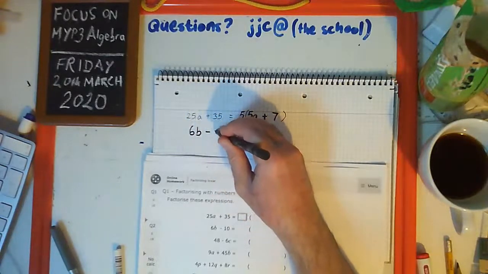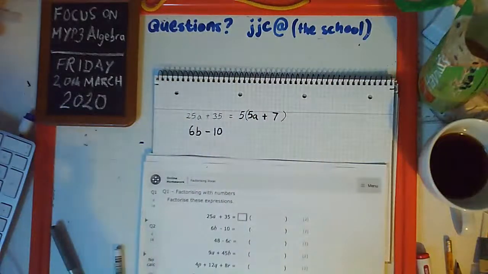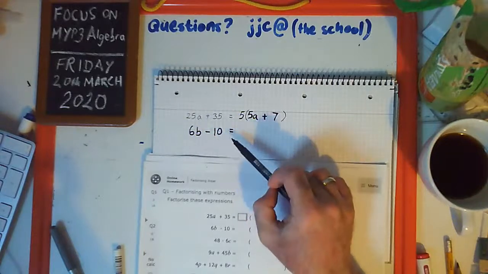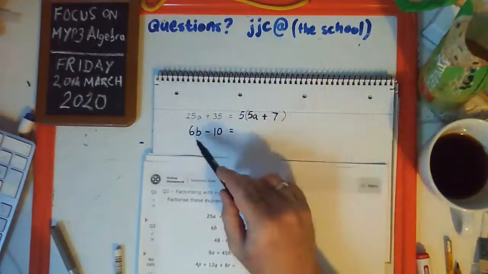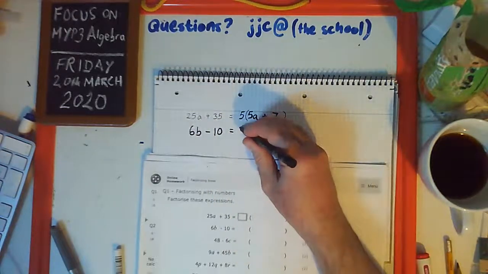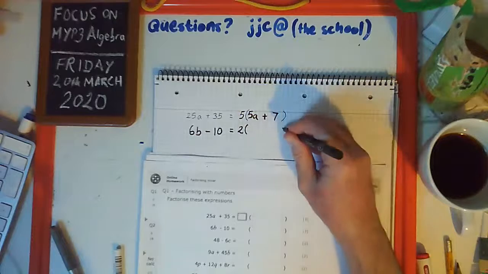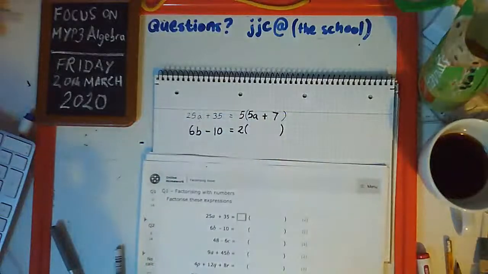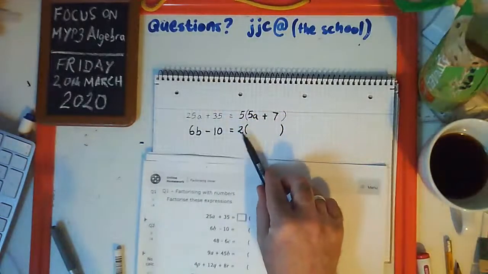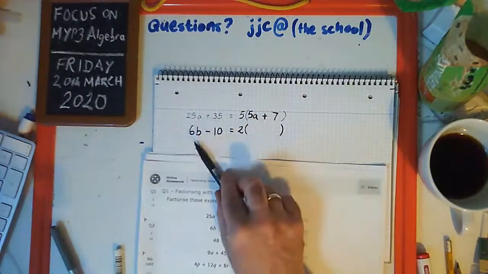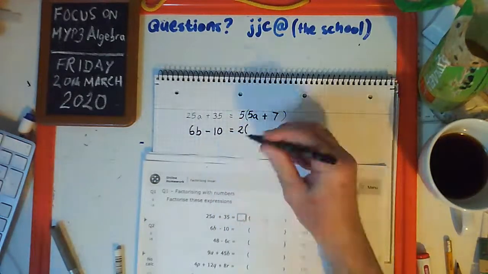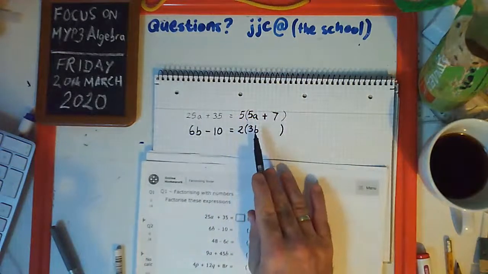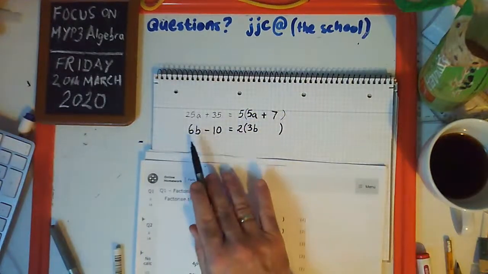6b minus 10 is the next one. So I need to think of something that 6b and 10 can both be divided by. Well, they can both be divided by 2. And 2 is the largest thing I can think of that divides them both. So I'm going to have some brackets with a 2 in front of them. And then I'm going to ask myself the question, 2 times what in the brackets will give me the 6b? So 2 times 3 will give me the 6. And then I need an extra b there, so that 2 times 3b will give me the 6b.